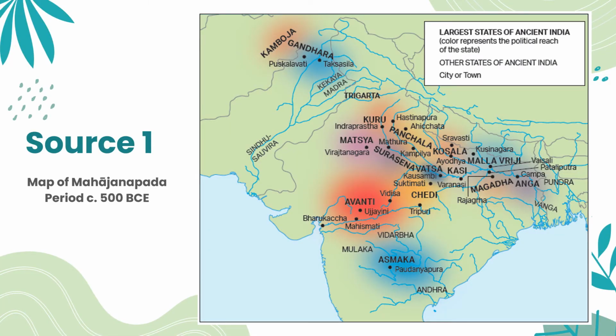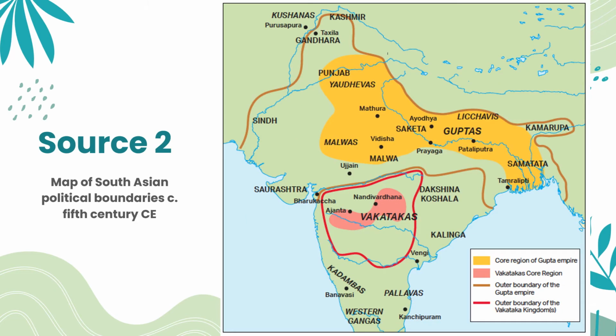So now I want you to look at source one. I will try to pronounce his name, but let's be realistic, I can't say it. Map of Mahajanapada. Close enough. In 500 BCE. So take a moment, pause this video, jot down your initial observations and what you think is the answer to the question in the source one box. Source two is a map of the South Asian political boundaries around the 5th century CE, so about 1,000 years later. Again, pause the video and jot down your initial observations and what you think is the answer to the question in the box.